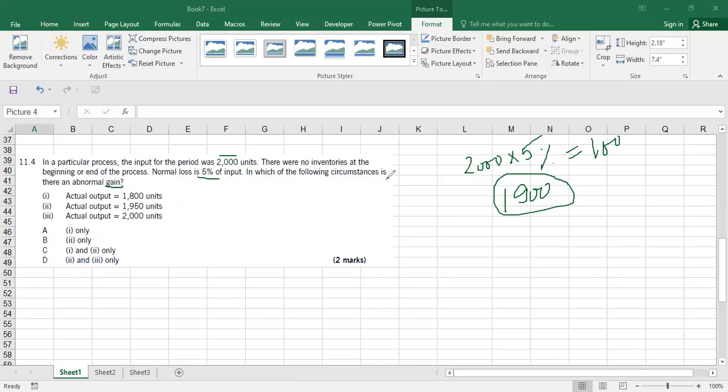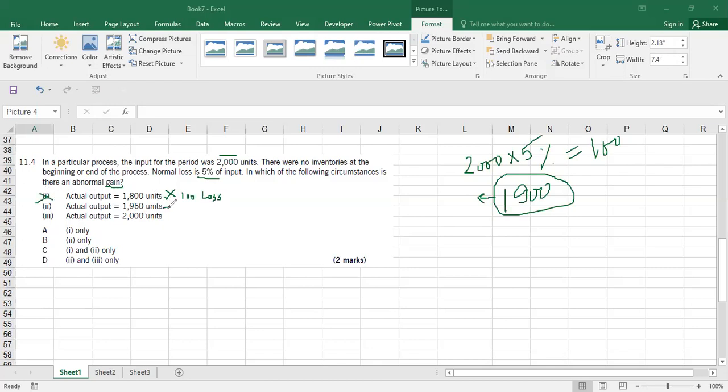Abnormal gain means when actual output is more than the expected output, okay? Abnormal gain means actual output is more than the expected output. So if I see this actual output is 1800, this is giving me an abnormal loss. Here there is an abnormal loss because there should be 1900 units, but you get only 1800. So you are getting less. So this is a case of abnormal loss. So this is not our answer because we are not looking at abnormal loss.